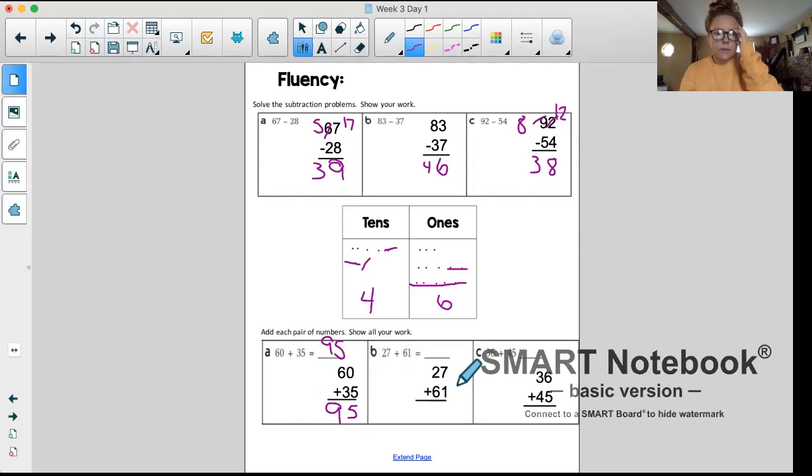27 plus 61. Start in the ones place. 7 plus 1 is 8. And 2 plus 6 is also 8. So your total sum is 88.